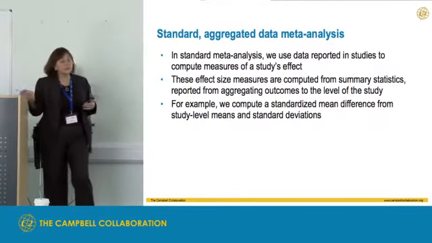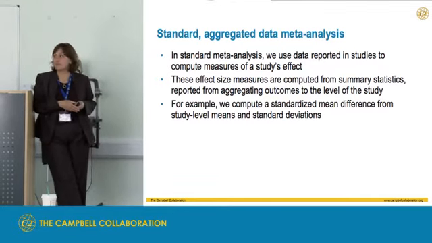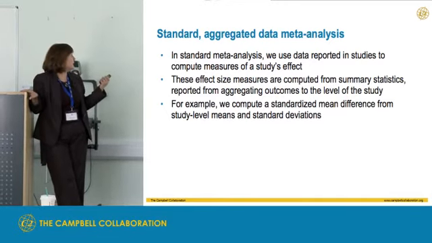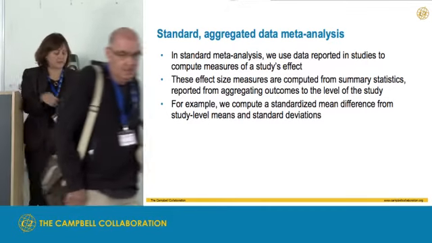In standard aggregated meta-analysis, we use data from our studies to compute measures of a study's effect. Those effect sizes are computed from aggregated study-level data. So for example, we might compute a standardized mean difference from the information we have at the level of the study.